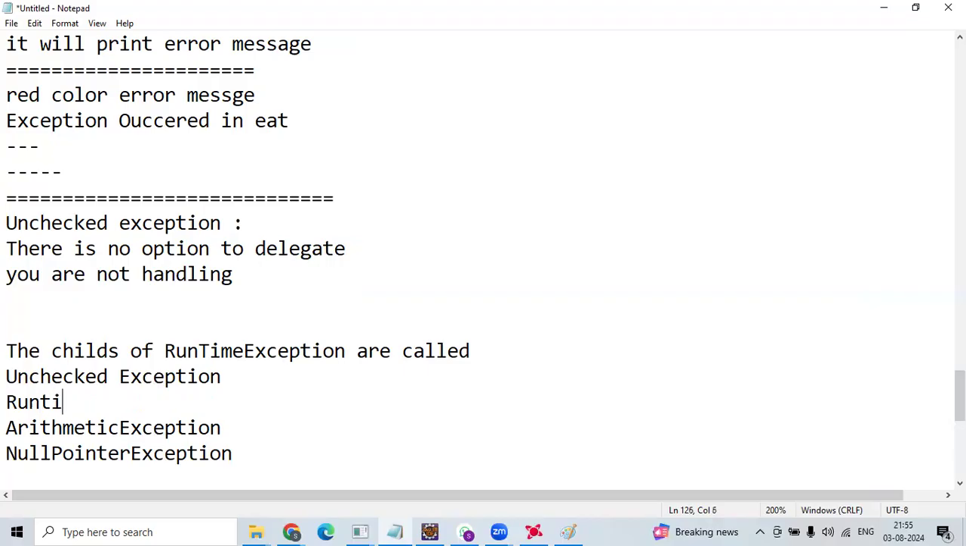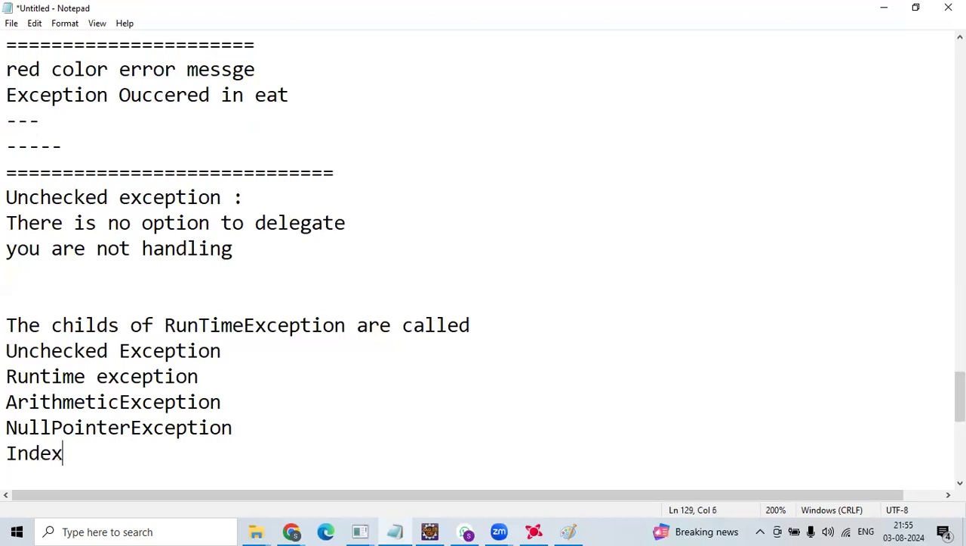I mean to say they are not predictable. They are not anticipated by the compiler. People will think they are not anticipated by the compiler, and checked exceptions will be anticipated by the compiler. So people will think that checked ones come at compile time and this one will come at runtime. That's not the case. Most of the people will think that.